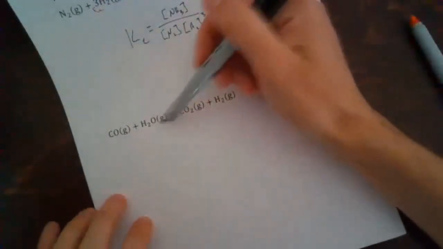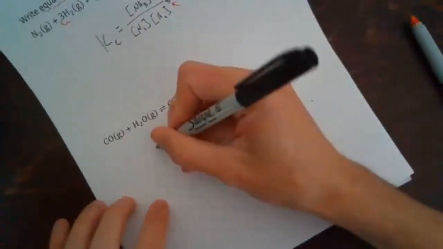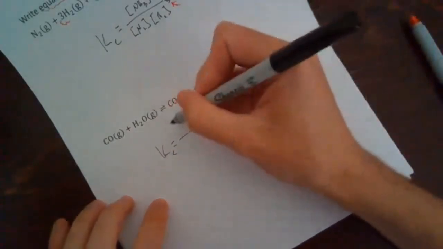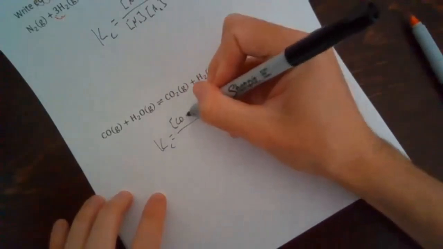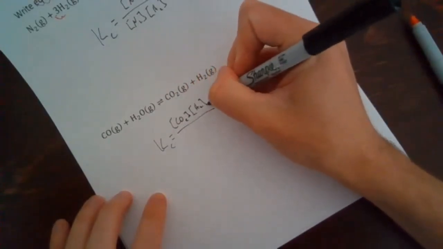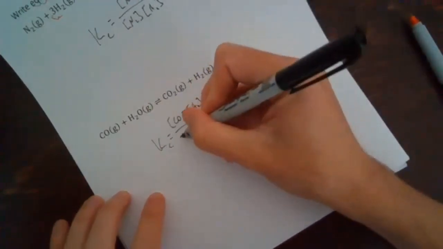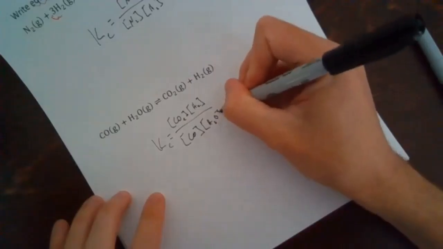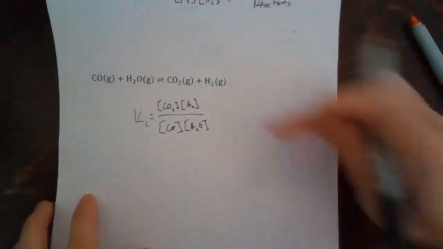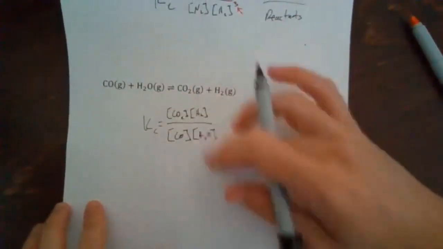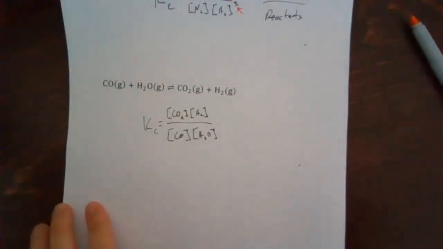So CO plus H2O, CO2 plus H2. It's always going to be that fraction. Top is products, so I've got CO2, H2. Bottom, CO, H2O. And because the coefficients in all of these are 1 across the board, the exponents are all 1. I don't need to write anything. That's totally fine for them just to be 1.